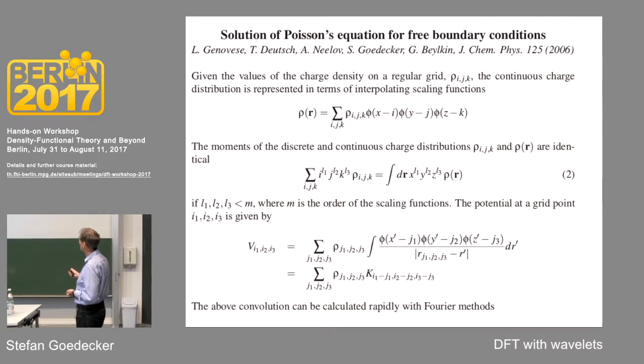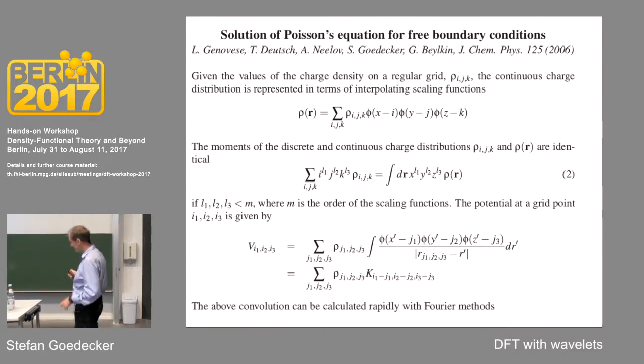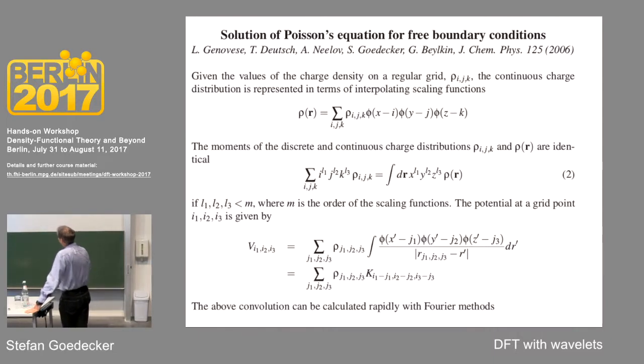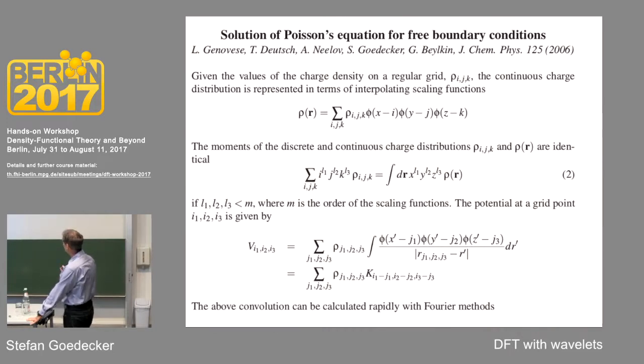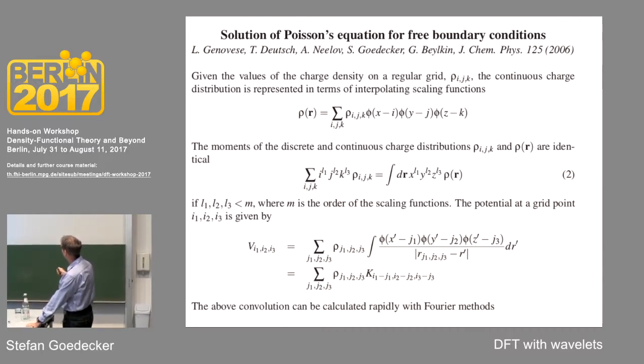That's shown here. So this rho ijk is the charge density on a 3-dimensional Cartesian grid. And then it turns out that those values here are also the expansion coefficients, if you want to represent this discrete charge density by a continuous function using interpolating scaling functions. So those three guys here are interpolating scaling functions. Because of the property that I have just pointed out, that those scaling functions are 1 at the origin and 0 at all other integer grid points, you see immediately that this condition here is fulfilled. If you evaluate rho of r at a grid point, then you will get back those rho ijk's.